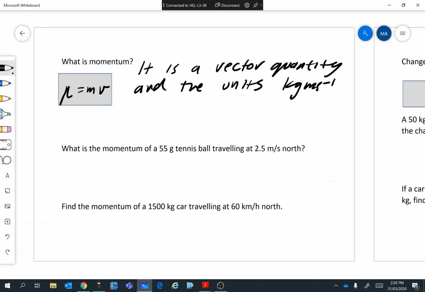So we'll do a couple of quick examples here, and you might even feel confident enough to pause the video at this stage and try these on your own, but I'll have a go at them. Okay, so first off, we need to convert this unit here, which is in grams, into kilograms. So we divide that by 1000, and that gives us 0.055 kilograms. The unit here for speed is okay. That's in standard units already. So the momentum, P, is equal to the mass, 0.055, multiplied by the velocity, 2.5.